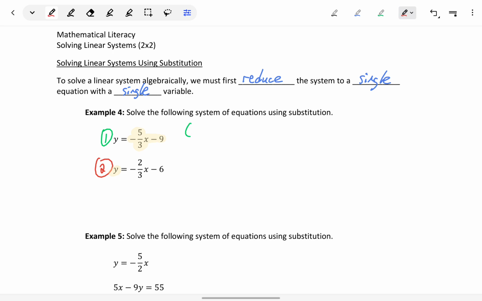So we're going to rewrite equation 2 as, instead of y equals, -5/3 times x minus 9 is equal to -2/3 x minus 6. All we've done is made a substitution. In place of y, we're substituting in this longer expression that we know is equal to y because of that statement we have in the first equation.